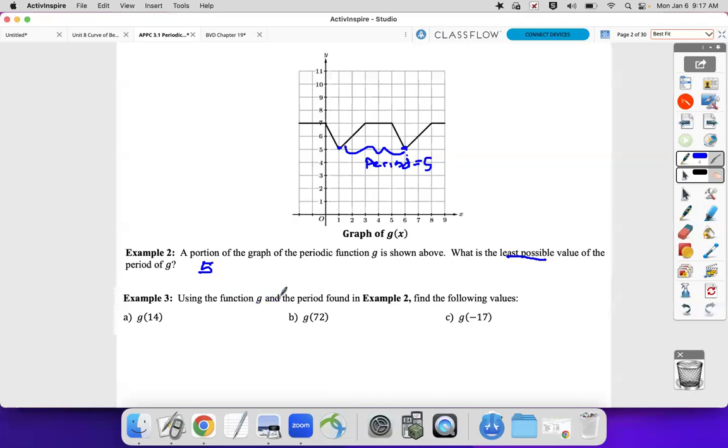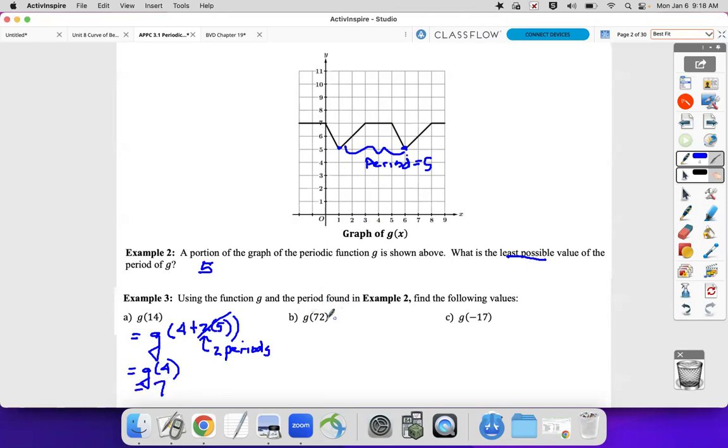So now we're going to use this function to determine the following values of g, even though they go off grid. So for instance, g of 14, well, we can say that's the same as g of 4 plus 2 times 5. Because what we're saying is there are two periods to get to g of 14. So we can always say, if you go two more periods, you've reached the same spot. So we're really looking at g of 4, which is on this grid, and g of 4 is 7.